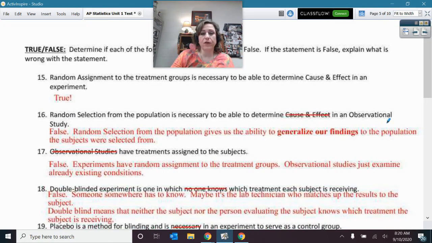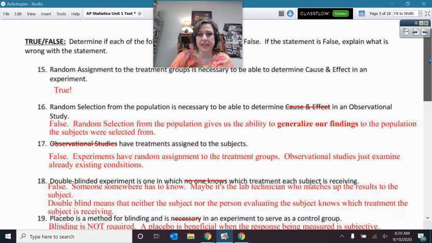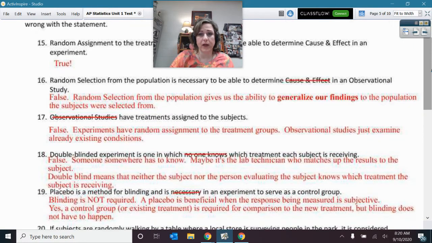All right, guys, let's go over the true false questions for this. If it was false, then you want to fix what was wrong with it and identify what's wrong there. Okay, so number one was true. Basically, that is the purpose for random assignment, and we've gone over that quite a bit.